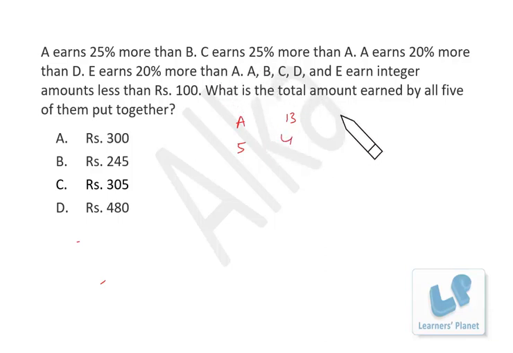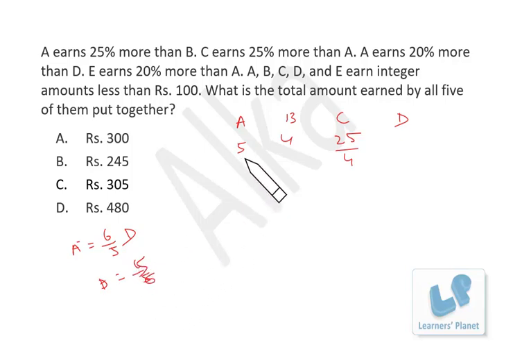C earns 25% more than A. So C's earning should be 5 by 4 of A's earning, right? A's earning is 5, so C's earning must be 5 by 4 of 5, that is 25 by 4. Then we have D. A earns 20% more than D. That means A is 6 by 5 of D, so D is 5 by 6 of A. 5 by 6 of A, with A as 5, gives D as 25 by 6.